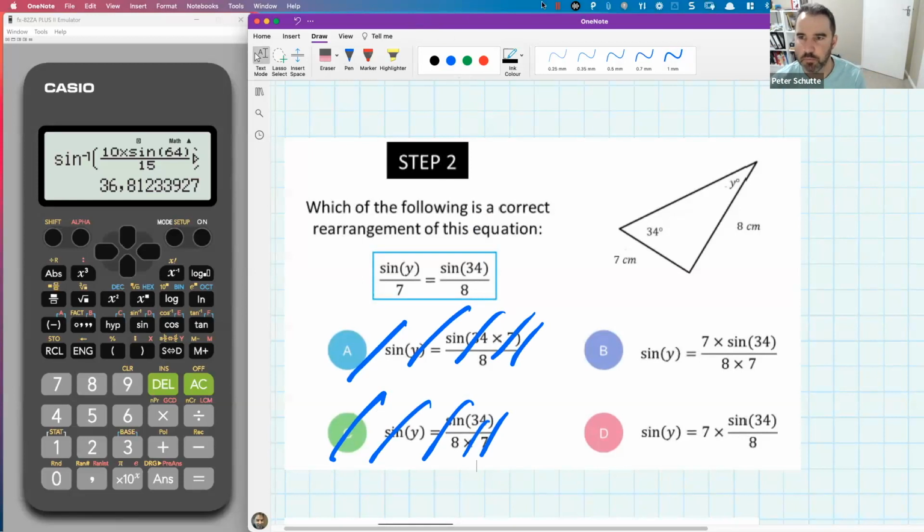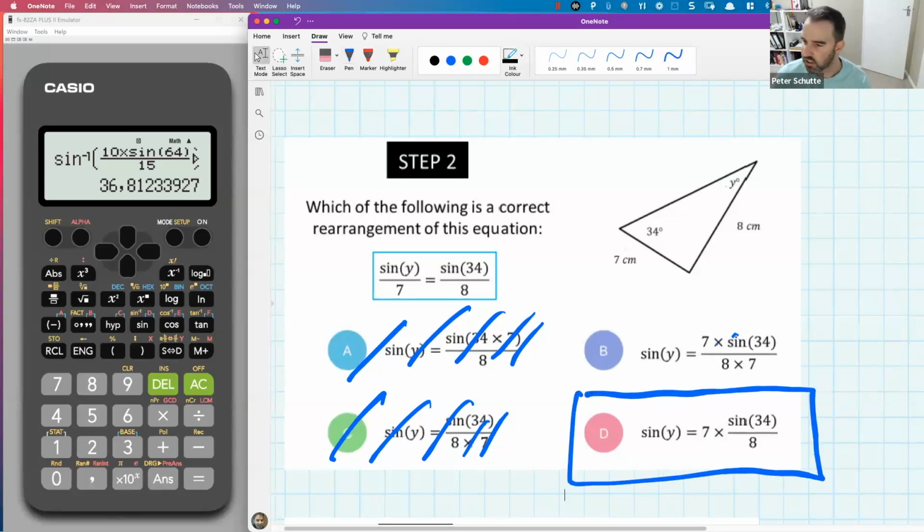I don't know if maybe that was a stray hand. Don't worry, Akonele, that's fine. Okay, so if I look at this, sine of 34/8, this has a 7 on the top and a 7 on the bottom. It feels like there should only be a 7 over here, so that would be D, the correct answer.